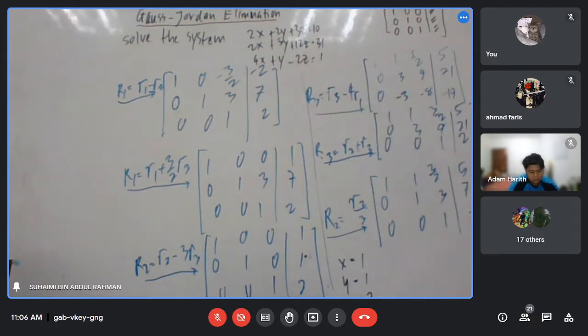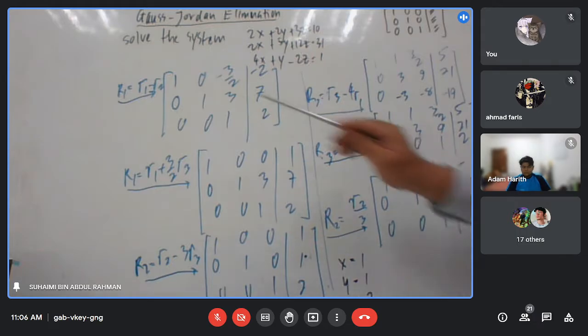We want to make 0 there, like yesterday. Up until here, we want to make 3 here as 1. So divide by 3: 0, 1, 3. This row becomes 0, 1, 3, 7. So we want to make 0 there.